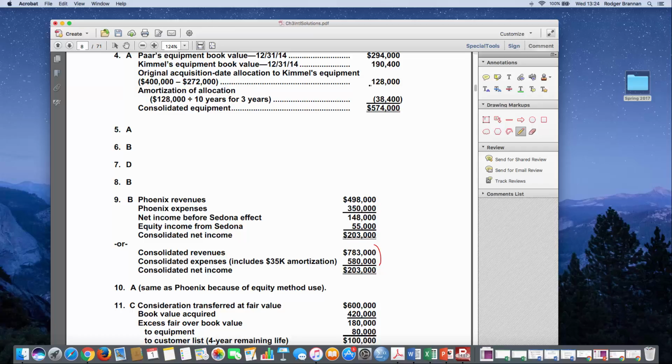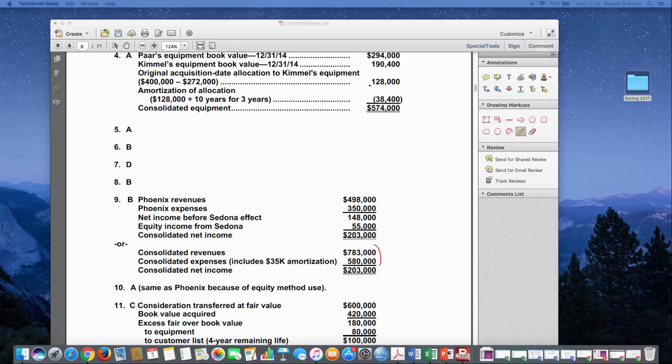Likewise, there was a customer list that had a value that Phoenix was willing to pay of 100,000 that you believe has a useful life of 4 years or 25. So the 25 plus 10 gives you 35,000. Add that to the amount of here, then that would give you the 203,000.